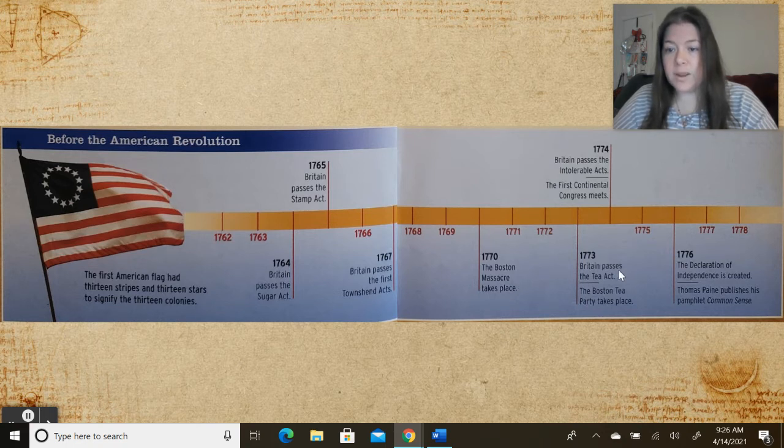In 1773, Britain passes the Tea Act and the Boston Tea Party takes place. In 1774, Britain passes the Intolerable Acts and the First Continental Congress meets. By 1776, the Declaration of Independence is created, and a man named Thomas Paine publishes his pamphlet Common Sense. Now, again, these are the events that led up to the American Revolution, so kind of all the things that led to that war starting and happening based on the conflict between Britain and the colonies.